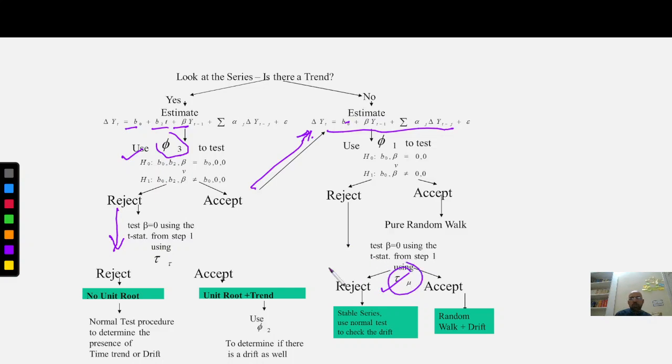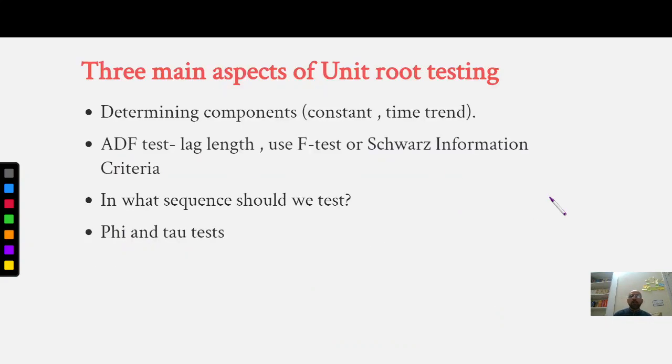So tau mu, tau statistics, if beta 2 is 0. So these are the three statistics we use for determining whether you should use constant time trend or not. So this is art, and at the same time a statistical test which will guide you.